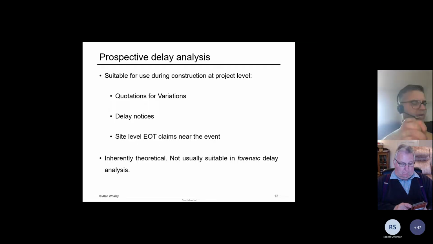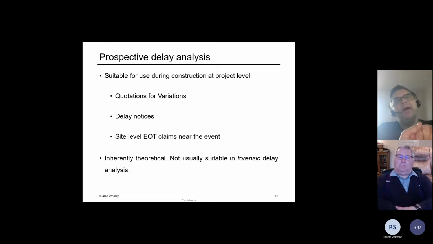We'll come on to why the prospective approach does that a bit later, but the challenge is that if we do a prospective analysis initially and our claim isn't accepted by the contracts administrator, then ultimately, if we end up in adjudication or court or arbitration, we have to do a retrospective delay analysis anyway. So prospective delay analysis is great as long as you're using it for what it's meant to be used for, which is prospective delay analysis, but not really suitable in forensic delay analysis because it's just theoretical. It doesn't show what actually happened.